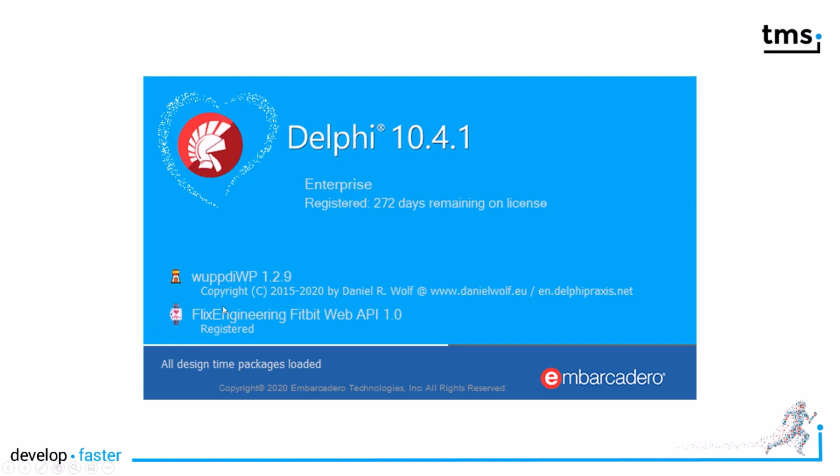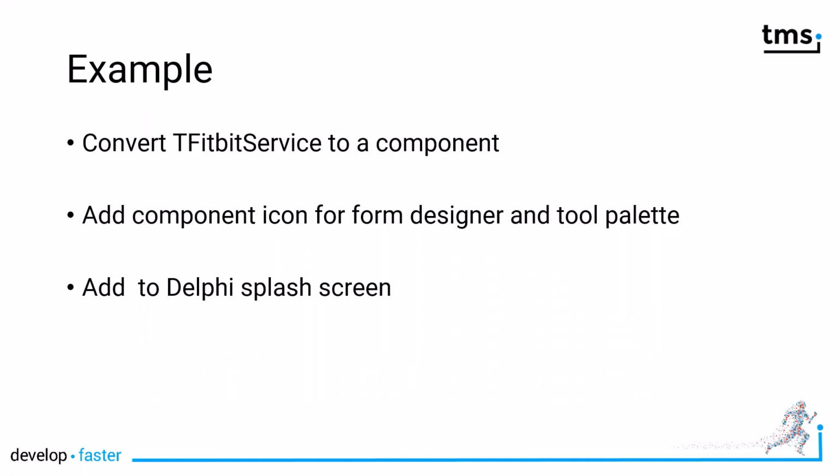So that's number 1. And here you see the component that we're going to create in this video, the Flix Engineering Fitbit Web API version 1.0. And of course, it's registered. These are the 2 texts that you can specify. You can specify the main text, which is a little bit larger than the additional text. For example, Daniel uses it here to write down his contact information. Usually it's used like registered, trial. You can use it whatever seems logical to you.